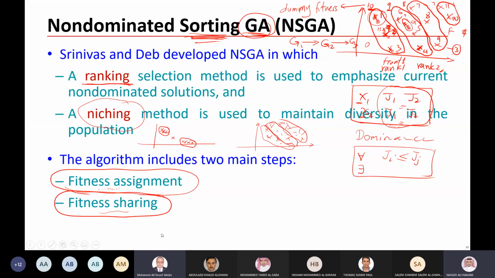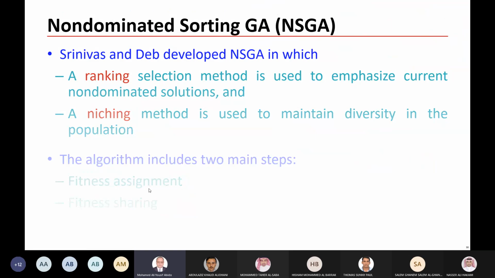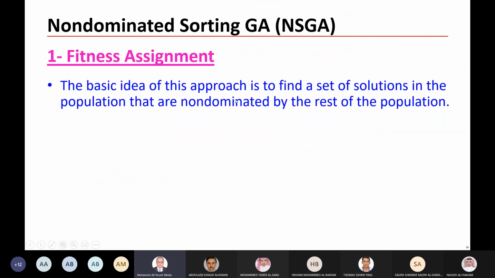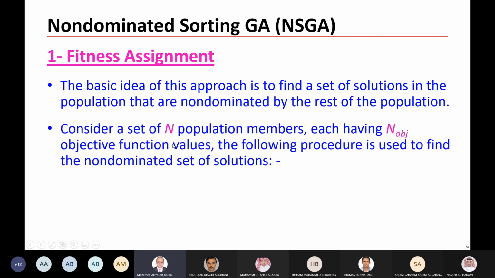So these are the two steps that we have in the non-dominated sorting genetic algorithm: the fitness assignment and the fitness sharing. Let us see the fitness assignment. The basic idea of this approach, as we discussed, is to find the set of solutions in the population that are non-dominated by the rest of the population. You have the non-dominated solutions, front number one, the first front.